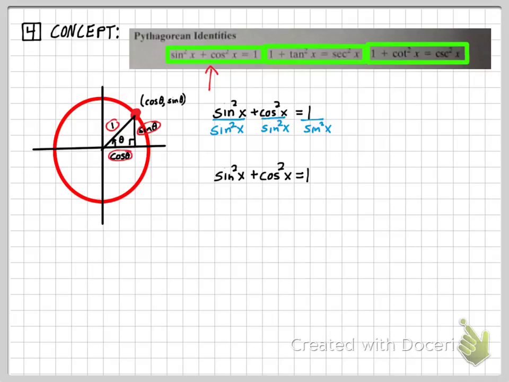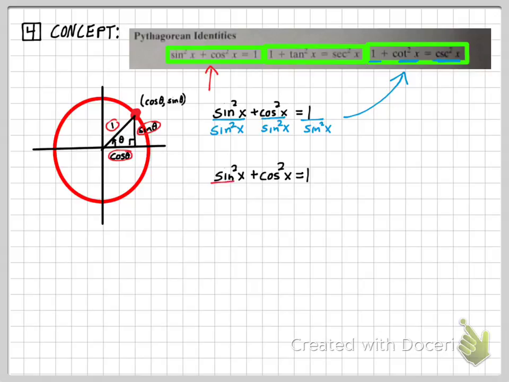The sine squared x over sine squared x is just going to be 1. Cosine squared over sine squared is going to be cotangent squared. And finally, on the right side, I have 1 over sine squared, which is cosecant squared. So a quick way to get the third formula here is to take the first one and divide everything through by sine squared. Hopefully that makes sense.